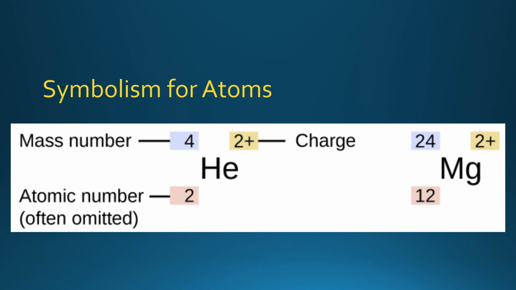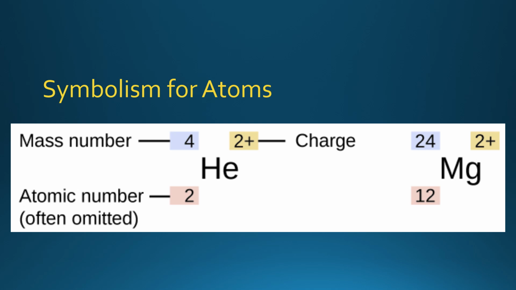We can describe any atom with three values. First is the atomic number. This is the number of protons in the nucleus, and this gives us the identity of the element. This number is constant and is often omitted because it is implied by the element symbol.